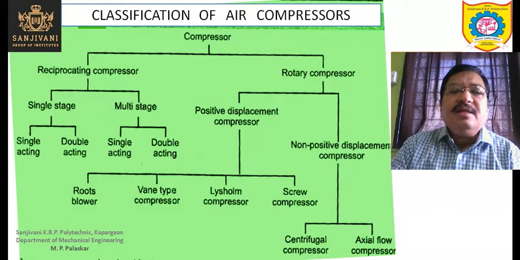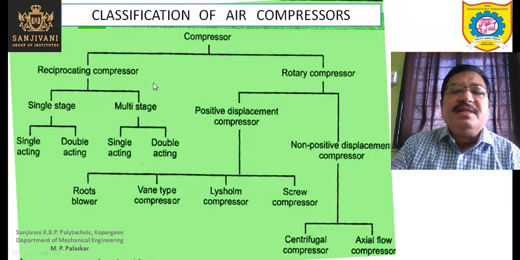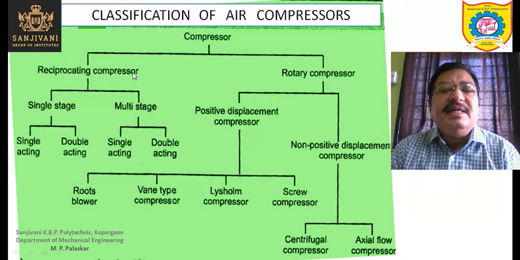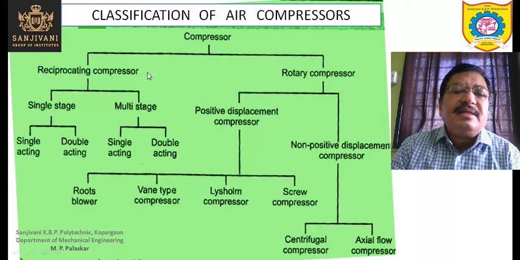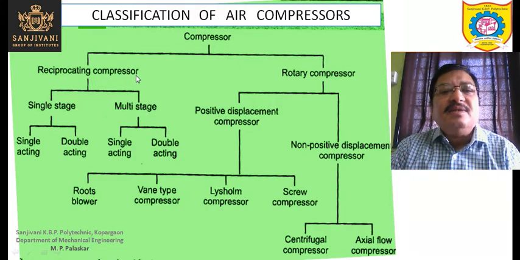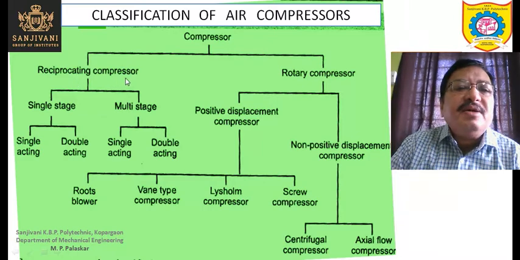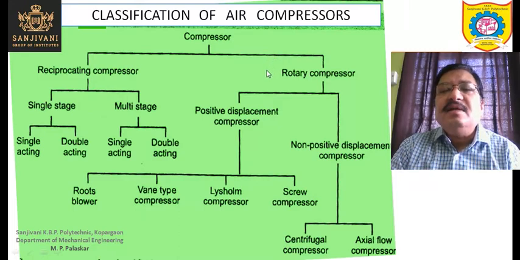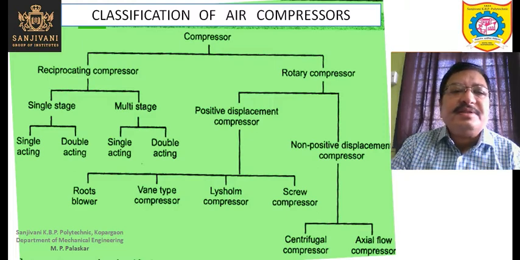Now let us go ahead to study the classification of air compressors. The air compressors are first of all classified as reciprocating compressors and rotary compressors. Depending upon the relative motion, if the motion is linear, the piston is reciprocating inside the cylinder. So when the linear, reciprocating motion is responsible for the compression of the air, those compressors are called reciprocating compressors. And when we have the rotary motion responsible for the increase in pressure of the air, then those compressors are called rotary compressors.